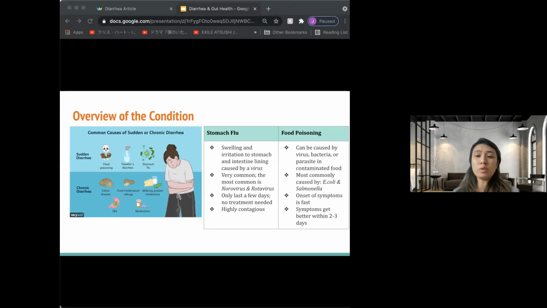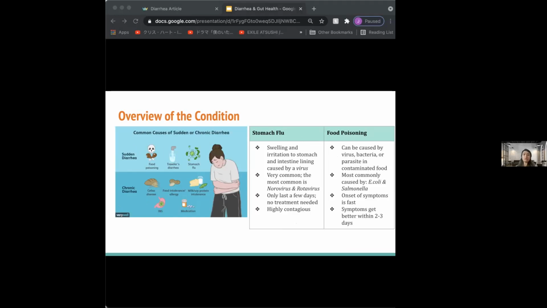As for food poisoning, it is usually caused by either a virus, bacteria, or parasite, but the two most common are E. coli and Salmonella found in contaminated food. And the onset of symptoms is very fast. So usually when you eat uncooked meat, handle food without washing your hands, or eat something that was contaminated or grown or touched by the salmonella, the E. coli can also happen. Within 2 to 3 days, you will see an onset of diarrhea and other side effects that we're going to talk about.